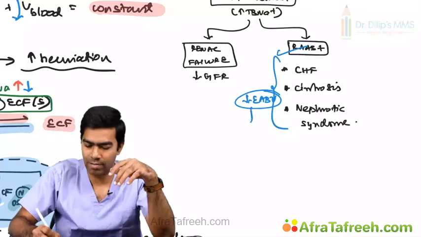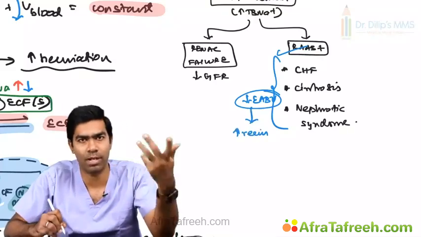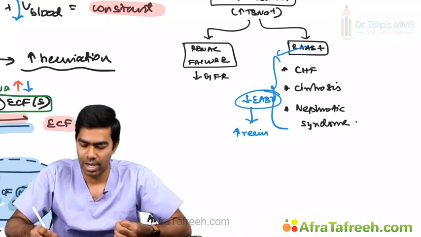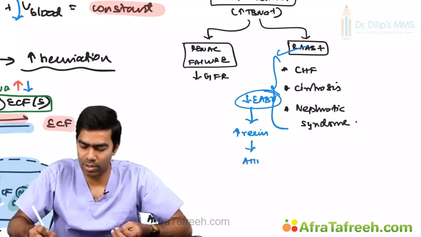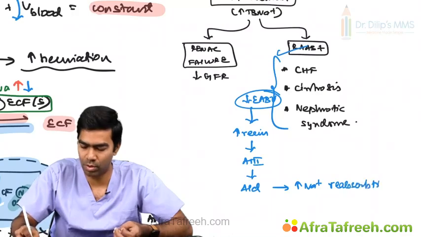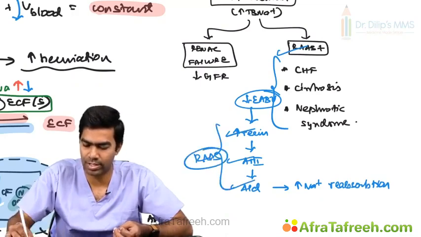Because they have low effective arterial blood volume, they are going to activate renin through the juxtaglomerular apparatus, because this senses the intravascular volume in the kidney. This renin will produce angiotensin 2, and angiotensin 2 will produce aldosterone, and this aldosterone is going to produce increased sodium reabsorption and sodium overload. You can see this system is called the renin angiotensin aldosterone system, called RAS. That's why I told you RAS activation here.